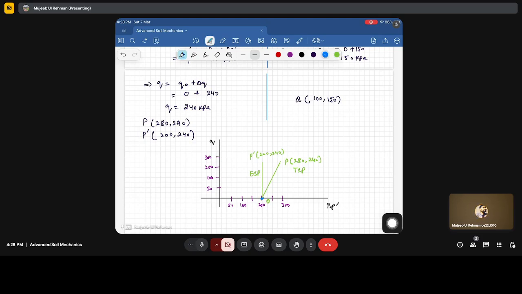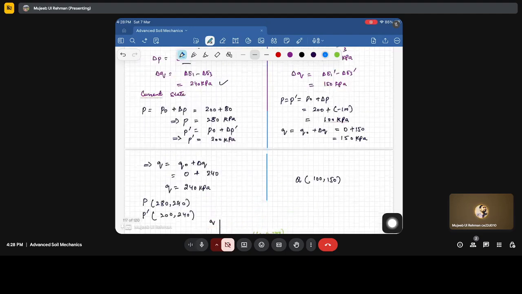Now for specimen B, it's 100, 150. It has started from this point O and reached 100, 150. 100, 150 is here, represented by Q 100, 150. So this is the total stress path or effective stress path for specimen B, because both will be the same.